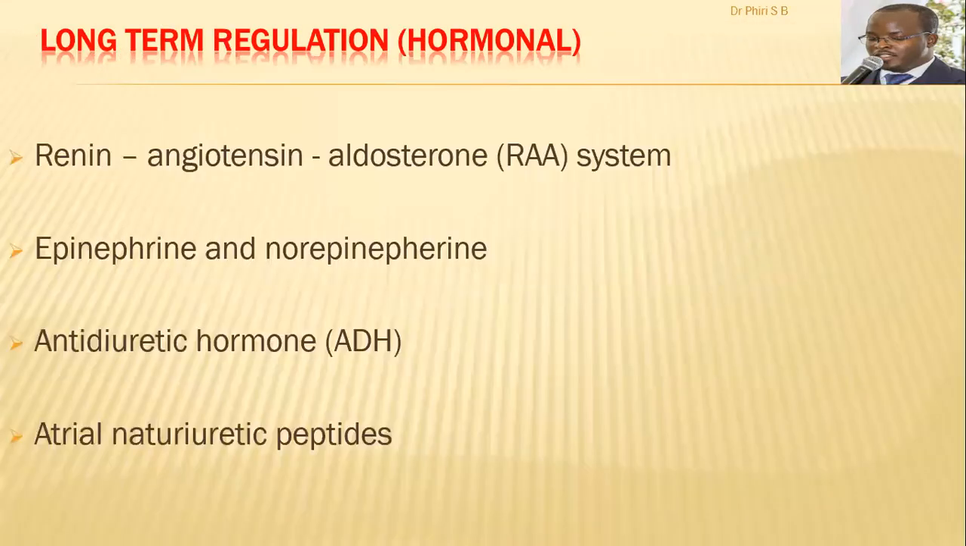Then the long-term regulation, these are called hormonal. So the hormones that are involved in regulating blood pressure, it takes a bit of time. So that's why they are referred to as long-term. So the most important one here is the renin, angiotensin, aldosterone system. Then you also have the effect of epinephrine and norepinephrine on blood vessels, of course, those receptors that bring about vasoconstriction. Then you also have the effect of antidiuretic hormone, ADH, which is also called vasopressin hormone. Then you also have atrial natriuretic peptide. So these are hormones that will have an effect on blood pressure.